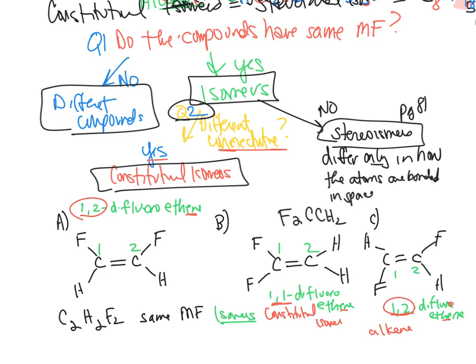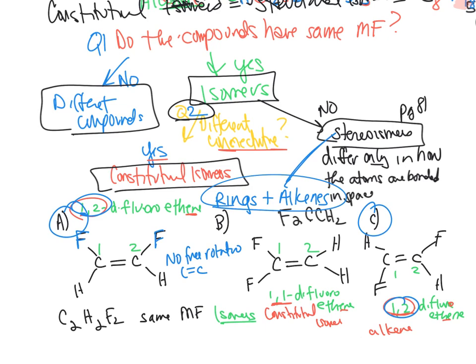If you look over here, the 1,2 and the 1,2, how is A different from C? Do you see that the fluorines are on the same side? There's no free rotation on a carbon-carbon double bond. Carbon single bonds can easily rotate around themselves, so you have a top and a bottom. You're going to see no rotation in rings and alkenes, and this is where you're really going to see stereoisomers. You need to look for it when you get into alkenes and rings.